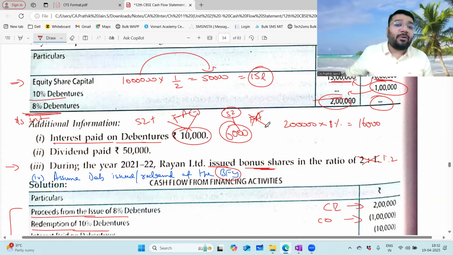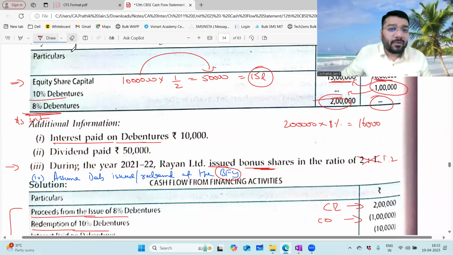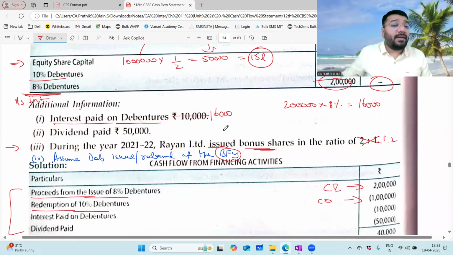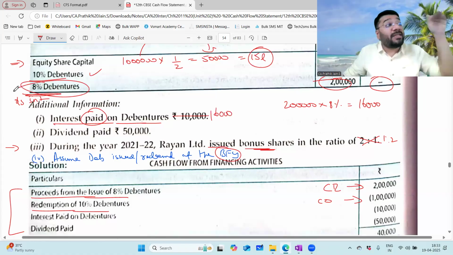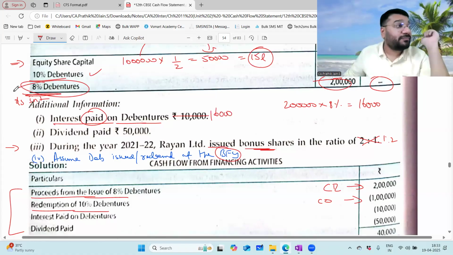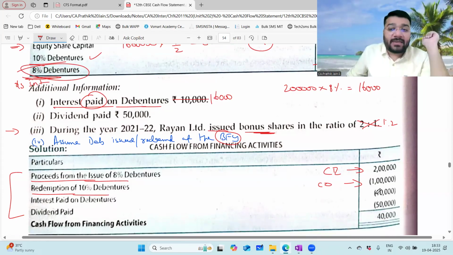Yes, sir. But in our question, what did we change? We changed it to 16,000. So full 16,000 will be subtracted. Any problem? Interest paid on debenture is... 10% was redeemed in the beginning of the financial year. 8% new debenture issued, no? Am I clear now? Yes, sir. Now, interest paid is how much? 16,000. So I'll minus 16,000.